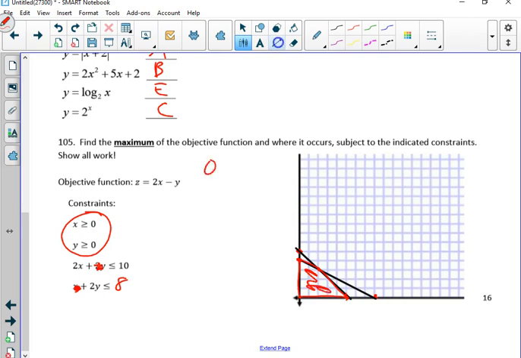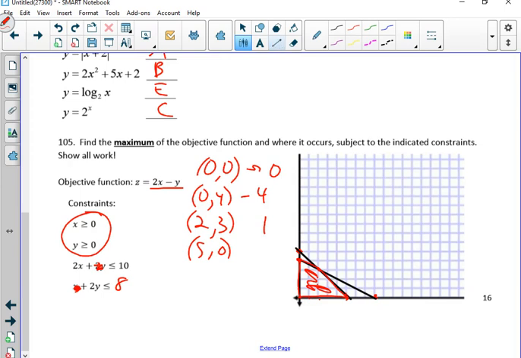So my endpoints are 0, 0, 0, 4, 1, 2, 3, and finally 5, 0. So if you plug those into here, 2 times 0 minus 0, well, that's just 0. 0, 4, 2 times 0 minus 4 is negative 4. 2 times 2 is 4 minus 3 is 1. And 2 times 5 is 10 minus 0 is 10.